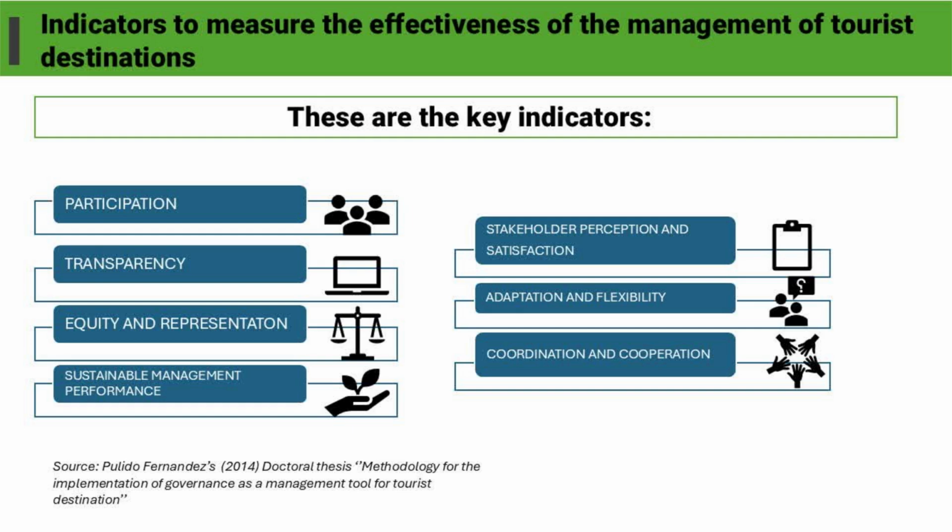Fifth, stakeholder perception and satisfaction indicators. These measure the perception of stakeholders on the effectiveness of governance, whether their opinions are valued. For example, satisfaction surveys with decision-making. Sixth, adaptation and flexibility indicators. These measure the capacity of the governance structure to adapt to changes and new needs of the destination. Seventh, coordination and cooperation indicators. These measure the effectiveness of collaboration between stakeholders to achieve common objectives.